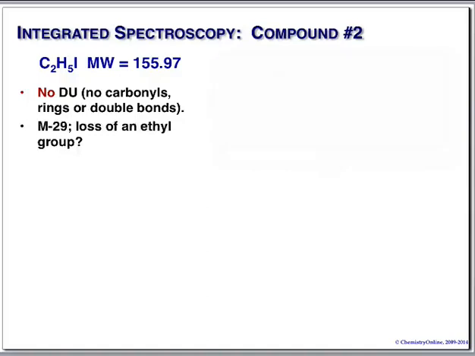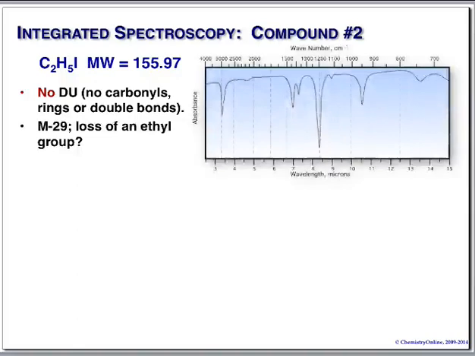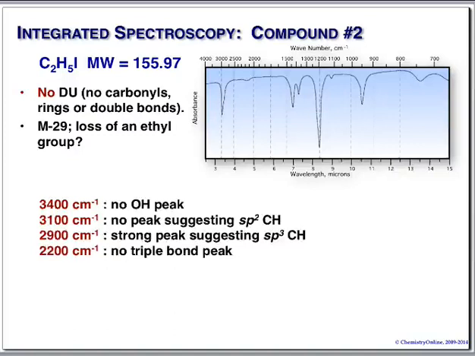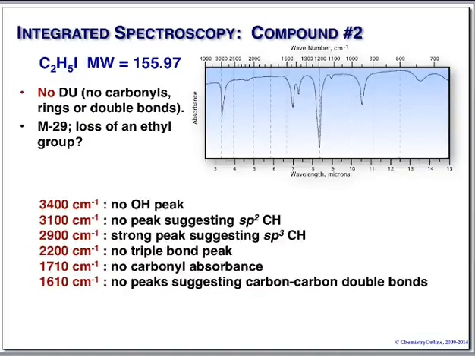Our infrared. Do this the same way. Start up here at 3400. There's nothing. 3,100, still nothing. Nice peak at about 2,900. We have no triple bond peak. We have no carbonyl. And we have nothing at 1,600 for double bonds. This is nothing but saturated carbon. And of course, we know we have an iodine.